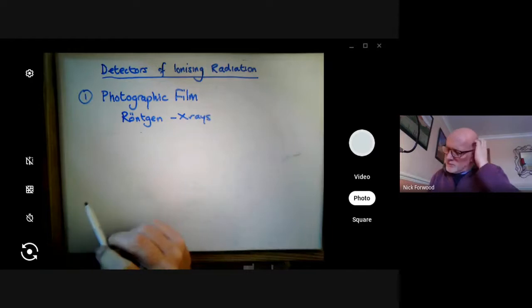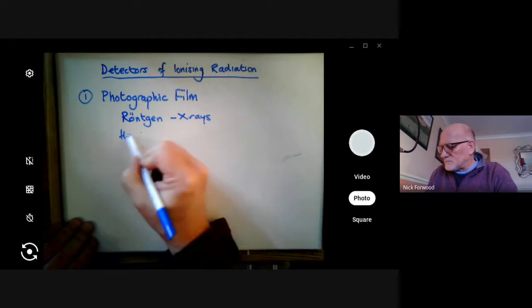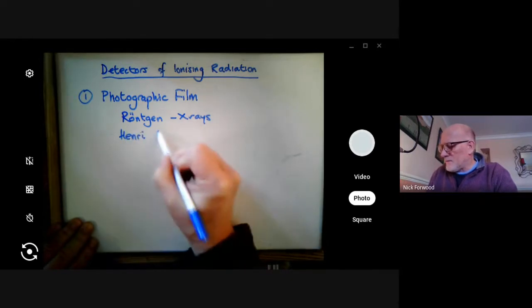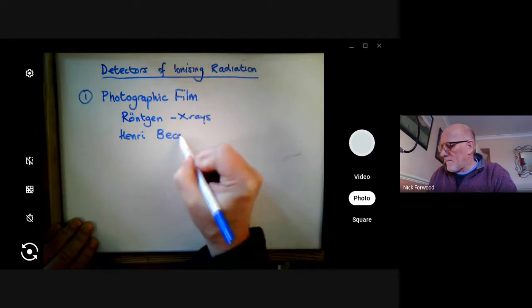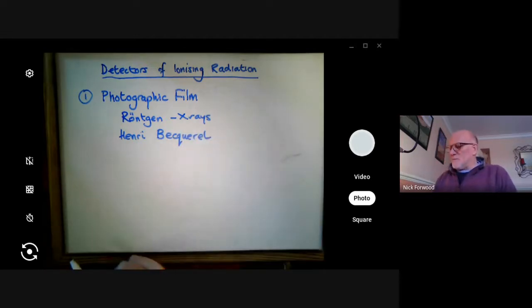And one of the people who started to do work on X-rays following Röntgen's work was a man called Henri Becquerel. So Becquerel had some photographic film. He had some big sheets of photographic film, probably about the same size as an A4 sheet of paper, and he was firing X-rays at them.